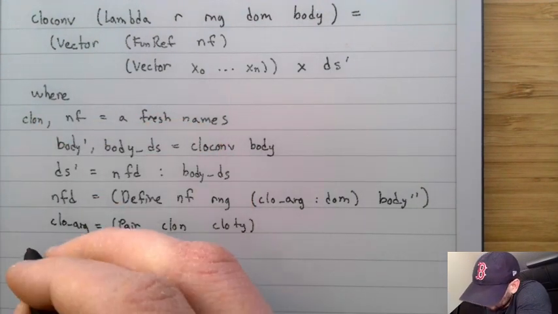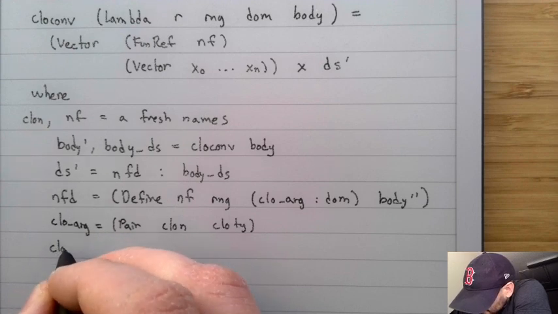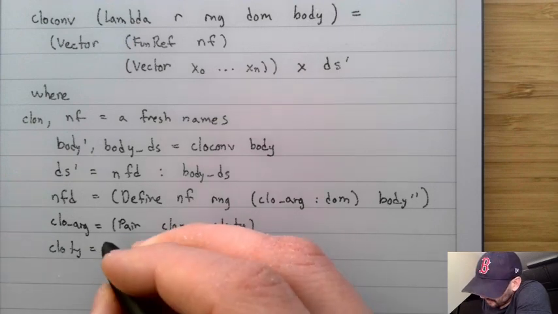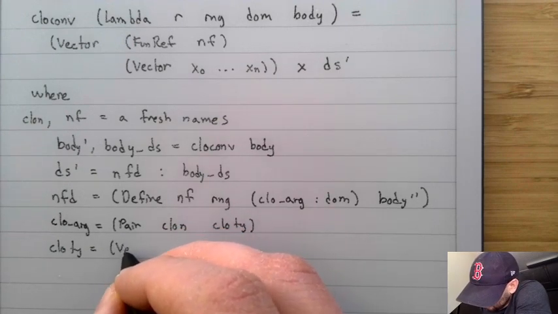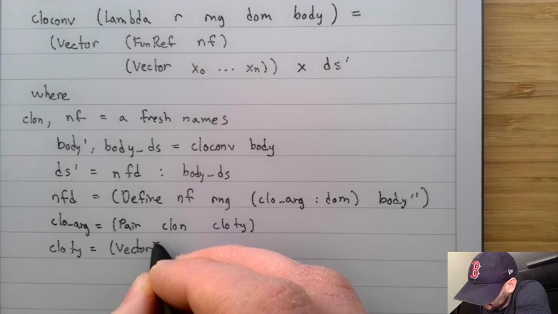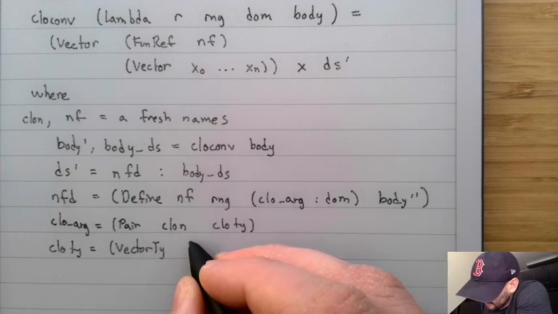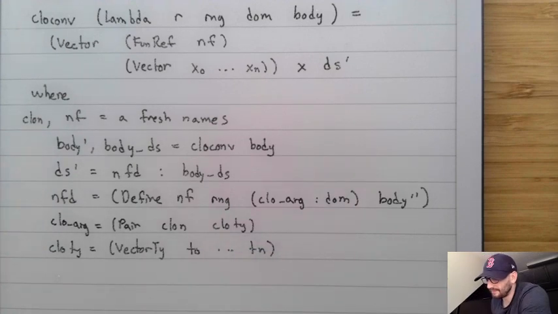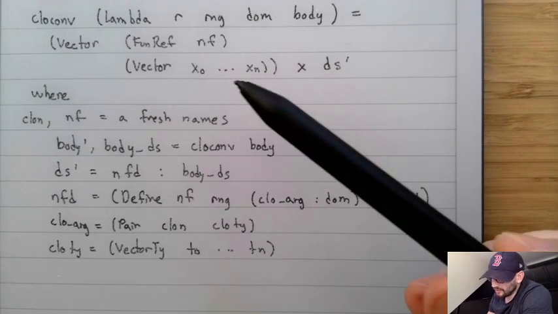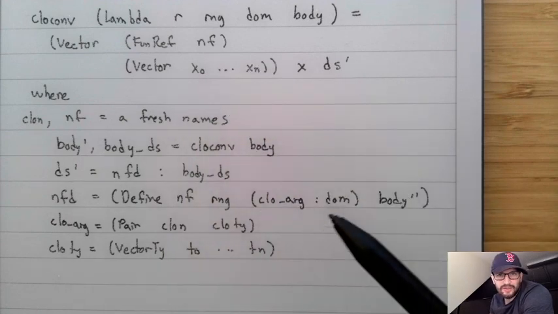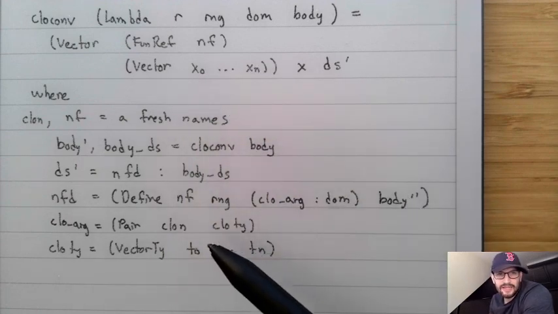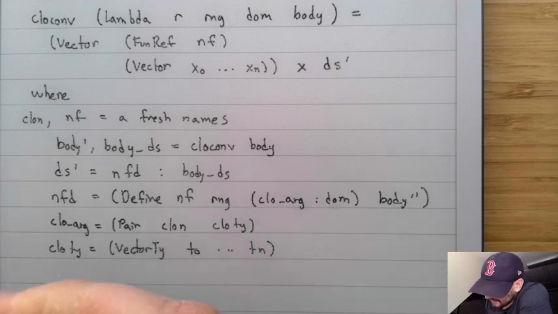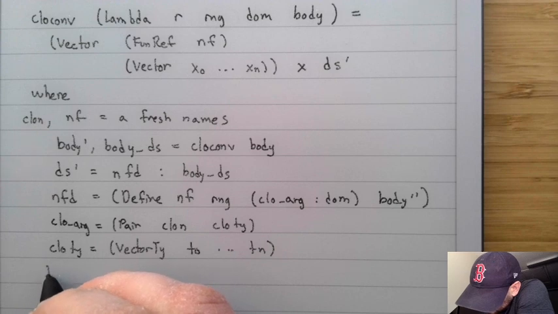Now, what's the closure type? The closure type is going to be equal to a vector type where we have t0 through tn. By the way, I haven't told you what x0 through xn are, what body prime prime is, or what t0 through tn are. Those are the ones we haven't defined yet. Okay, now we'll do body prime prime next.